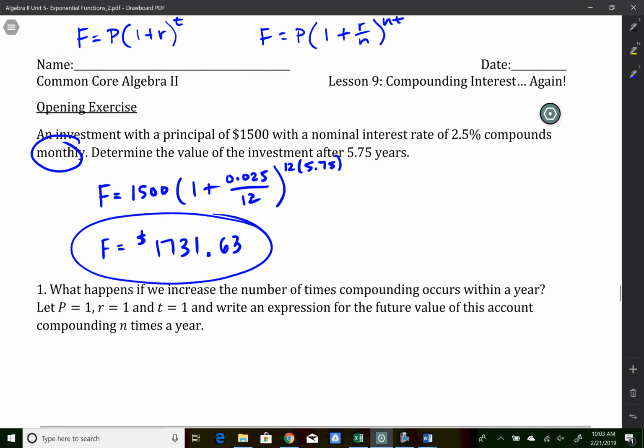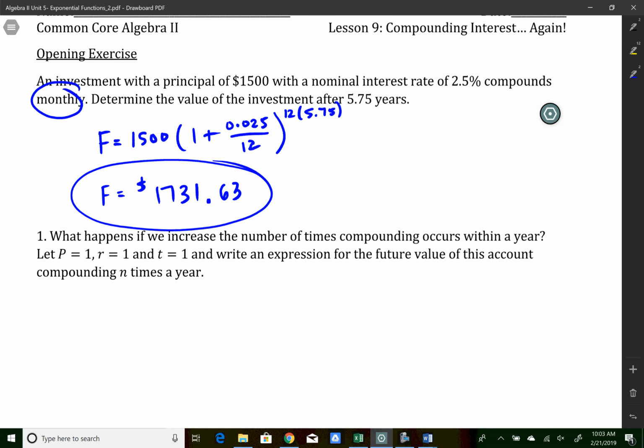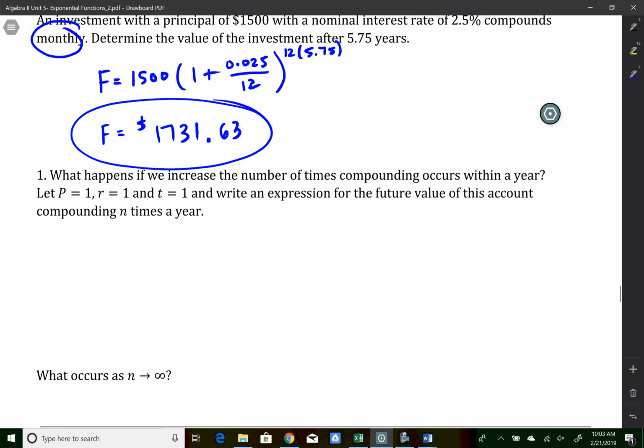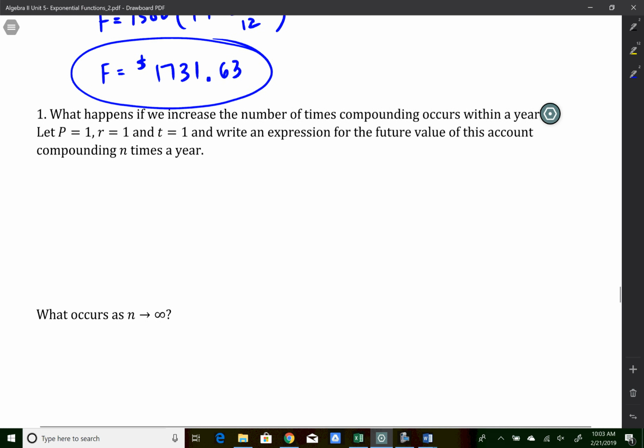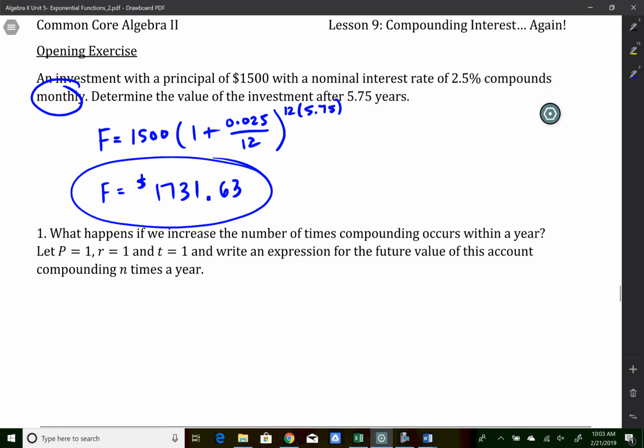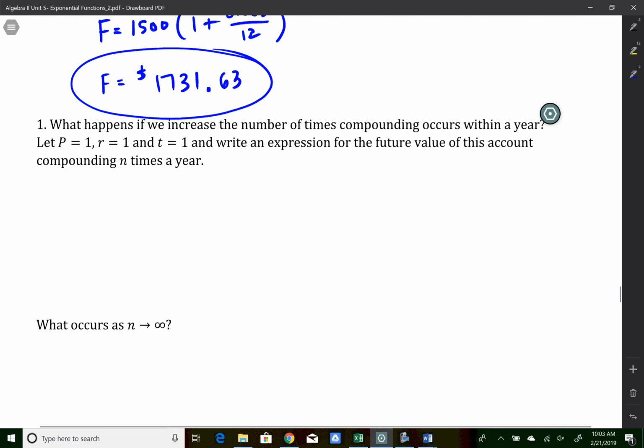Now, the first thing that we're going to do in this lesson is find out about this new number. To find out about this new number, we can start to look at what happens if we continuously increase our value. So in this future value equation that we just used, if we make the principal 1, the rate 1, and the time 1, what happens to n? Is n increasing? Is it decreasing? What's the deal with n?